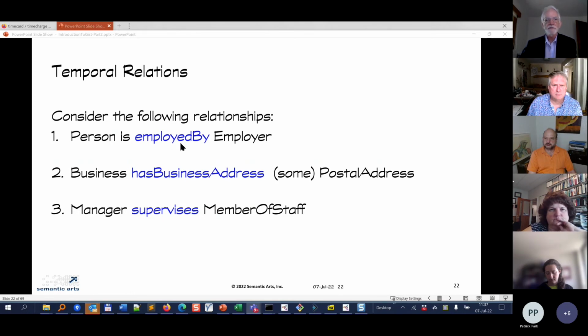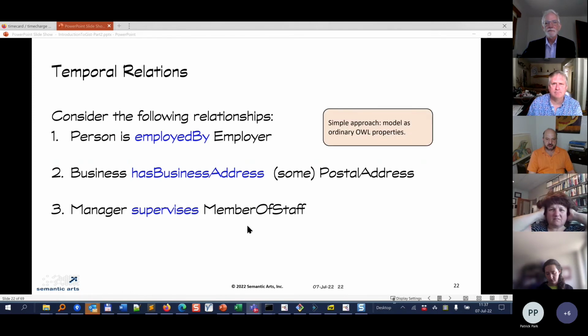Temporal relations. Let's consider the following situations or relationships. A person can be employed by an organization, some employer. A business has a business address. A manager supervises some member of staff. We can model these as ordinary properties and create triples, saying Michael Uschold is employed by Semantic Arts, or Semantic Arts has business address, and so on, Fort Collins, Colorado, etc.